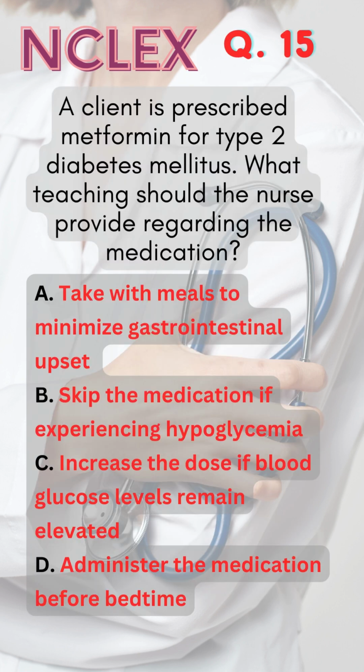Question: a client is admitted with a suspected myocardial infarction. What is the priority nursing intervention during the acute phase? A. Administer thrombolytic therapy. B. Encourage fluid intake. C. Apply a heating pad to the chest. D. Administer anticoagulants as ordered.